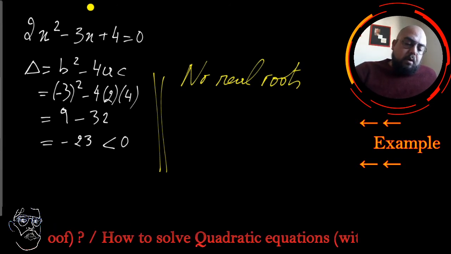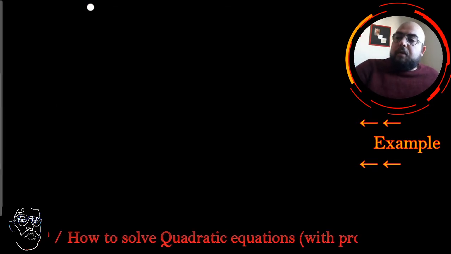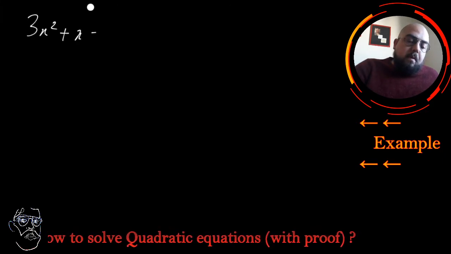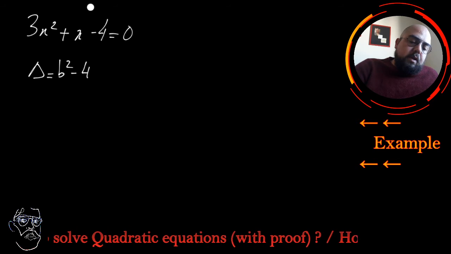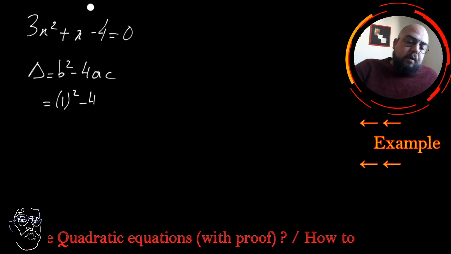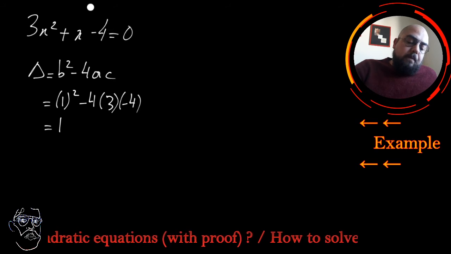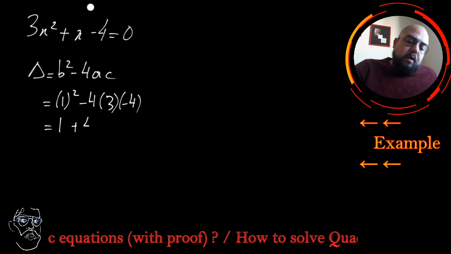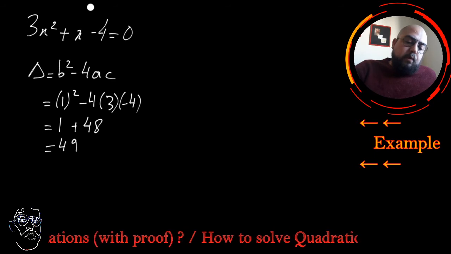Now, the third example, hopefully the one where delta is positive. So 3x squared plus x minus 4 is equal to 0. Delta is equal to b squared minus 4ac. So you will have b as 1 to the power of 2, minus 4 times a is 3 and c is minus 4. So it will be 1 plus 48. All right, it will be equal to 49, which is positive.